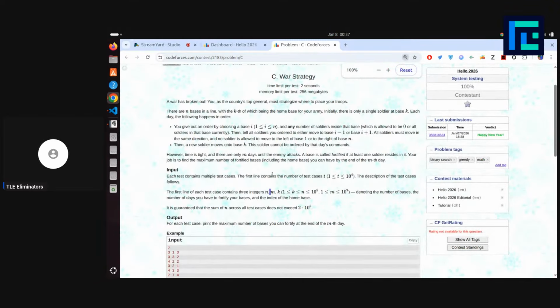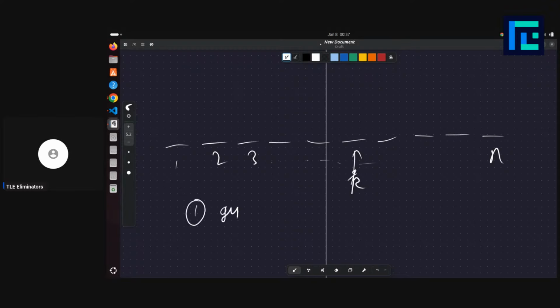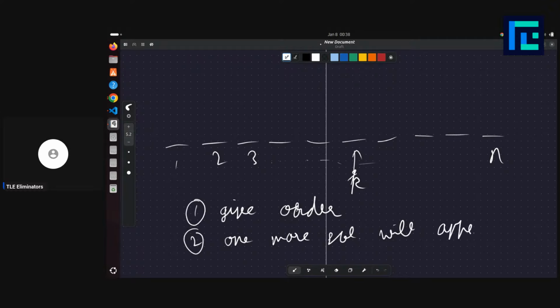Okay, so the problem is very simple. You have 1 to n, there are some camps or bases, right? So 1, 2, 3 up to n, and your home is base k. So what happens is every day, first you will give an order, and second, one more soldier will appear on base k, right?